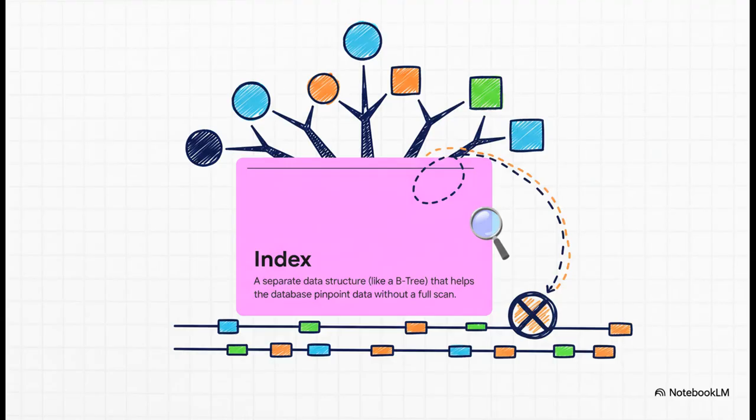It's just a separate, super organized data structure. Now, you'll hear the term B-tree thrown around. Don't worry about the jargon. Just think of it as a really smart, self-organizing map. Its entire purpose in life is to give the database a shortcut so it can find the exact location of your data without having to dig through millions of rows it doesn't care about.